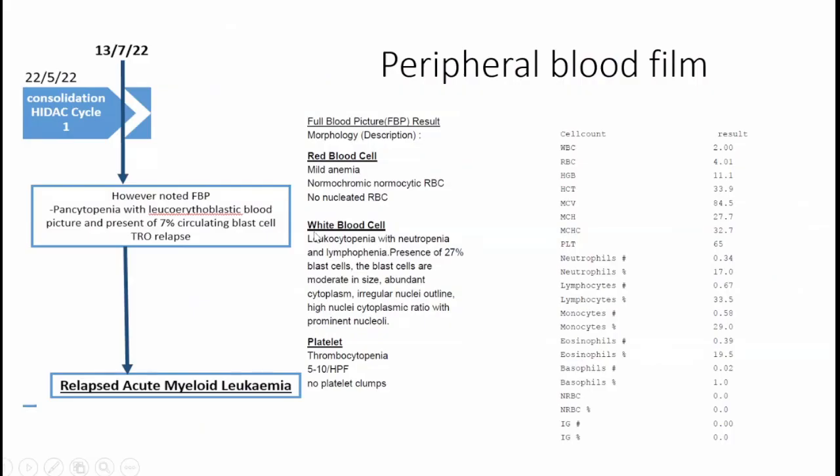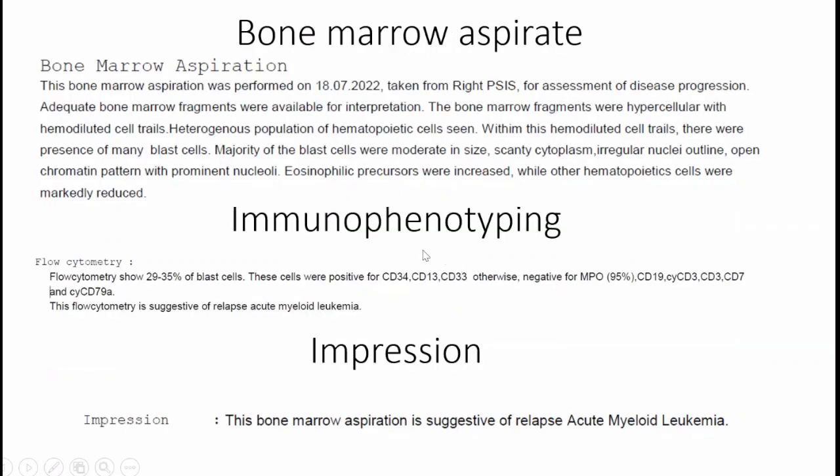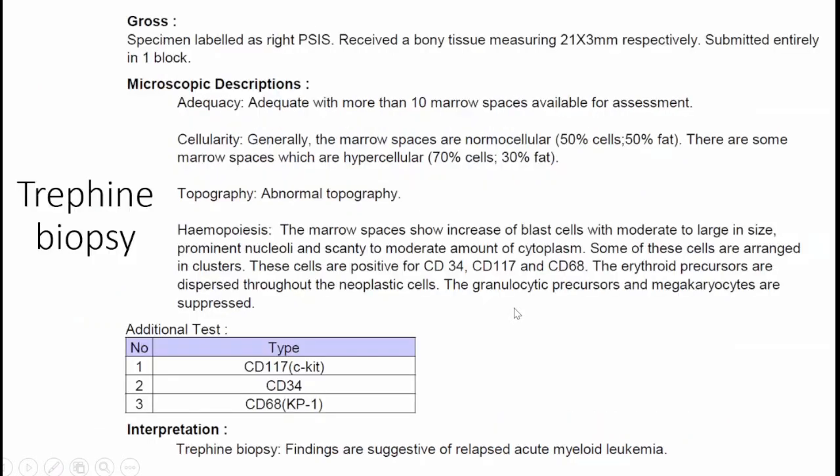However, after completed consolidation, the patient came again with relapse. During that time, with 27% blasts, the marrow aspirate also failed, but there was a hypercellular marrow, and based on flow, around 29 to 35% blasts. So this marrow is suggestive of relapsed AML, supported by these findings. Sorry.